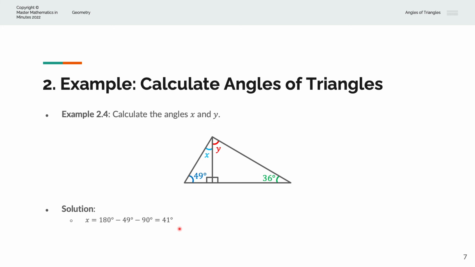And similarly, we can solve for Y, and that is equal to 180 degrees, which is the total angle in the triangle, minus 36 degrees, which is that angle there, and minus 90 degrees, which is this angle. And that gives us Y is equal to 54 degrees.